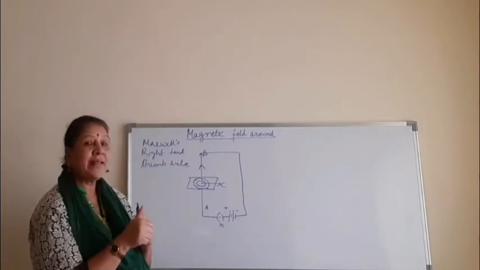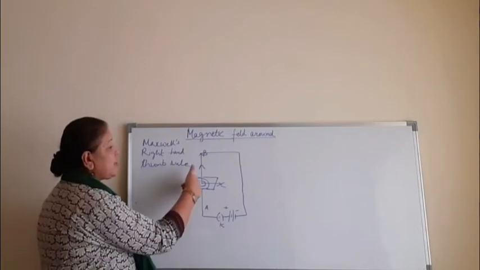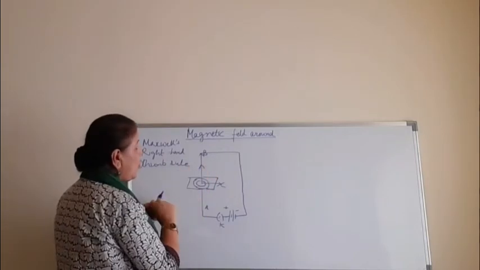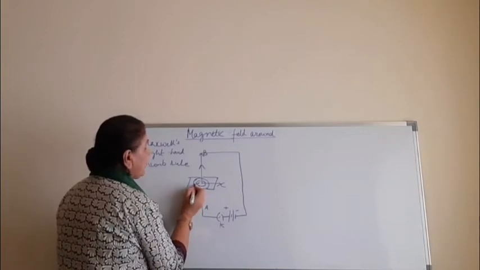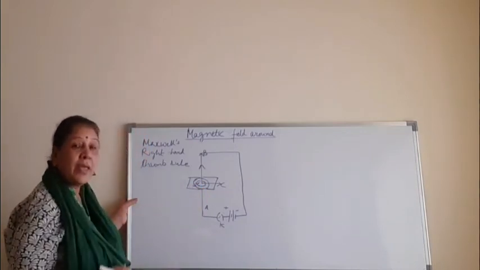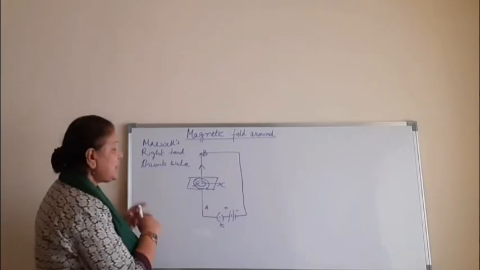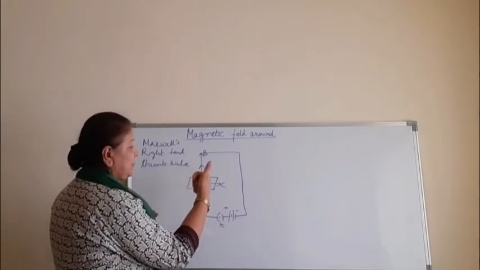So we'll just apply the rule here. This is the direction of current. So the magnetic field lines will have the direction like this. The magnetic field lines direction will be this way, anti-clockwise. Okay, so this is anti-clockwise.